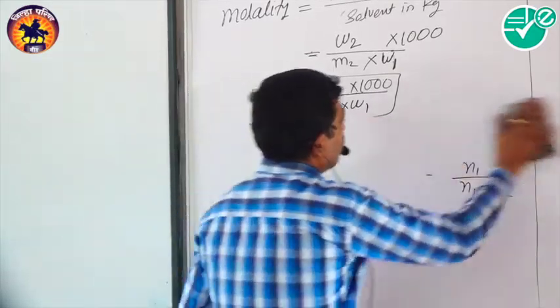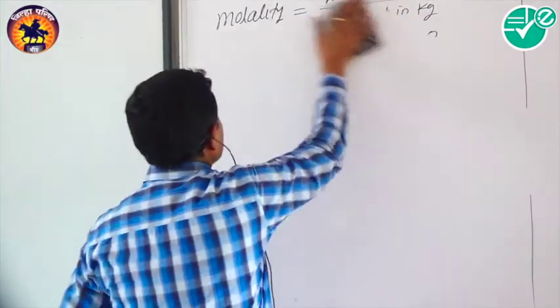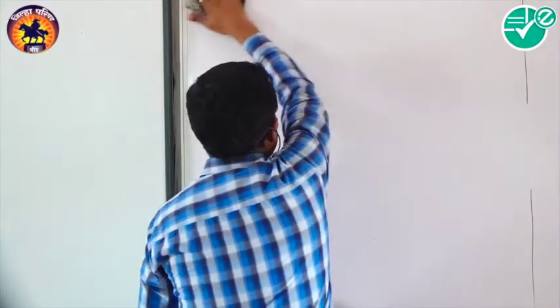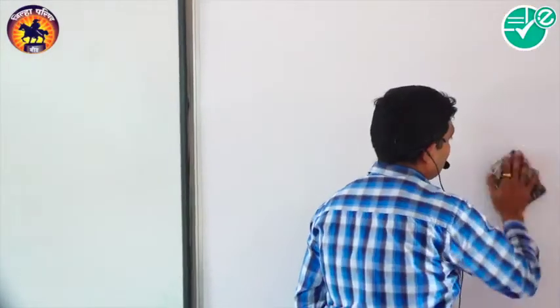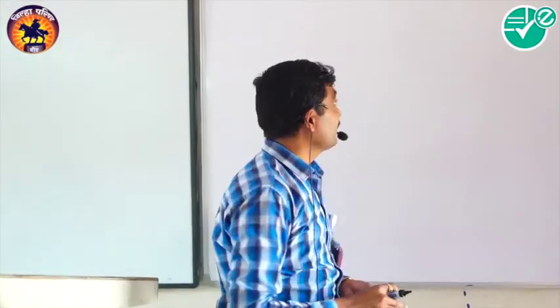Now we have to discuss problems based on what we have discussed, in the next period, in the numerical section. So look at the colligative property.